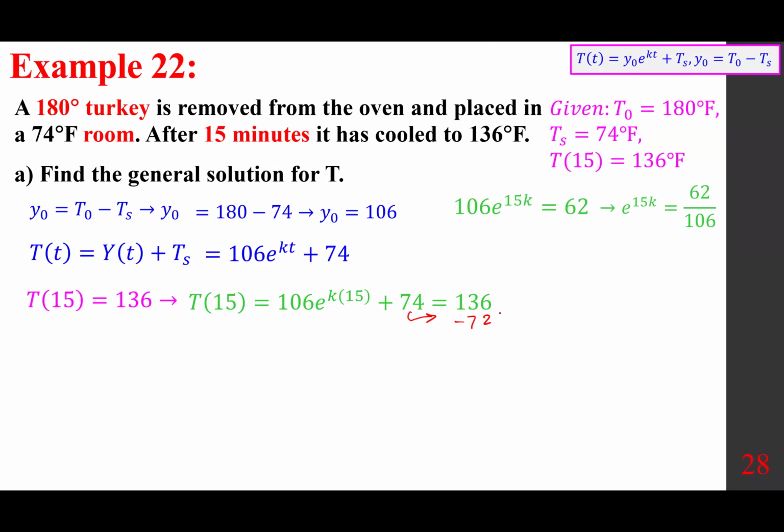We get 62 over 106. I'm not going to even simplify it, although any fraction should be simplified. I just want you to see all the numbers as they appear before simplification. Now, in order to get to k, you take a natural log of both sides. When you do that, the left side becomes simply 15k. Now, the right side, if you divide it by 15, gives you the exact answer for k.